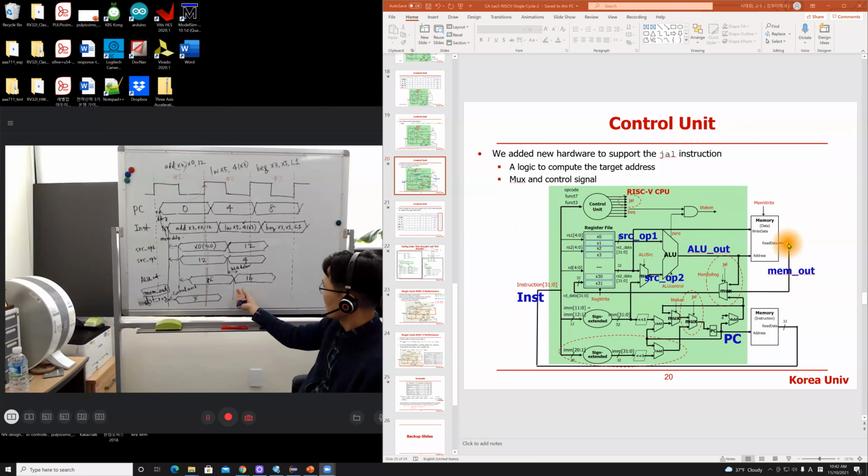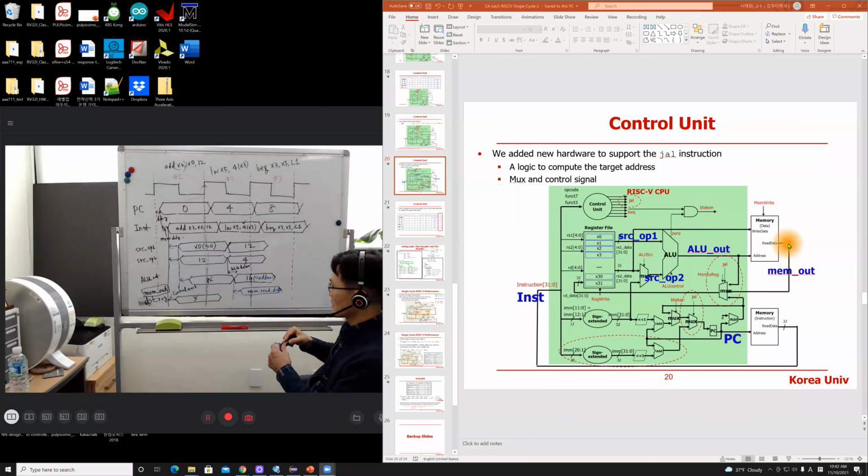So after the memory access delay, you are providing this memory location, which is the address. Then after some delay, the data will be available. That is the mem read data.